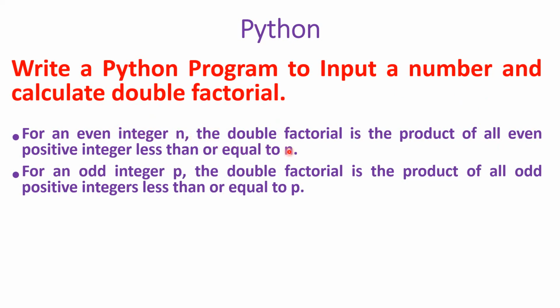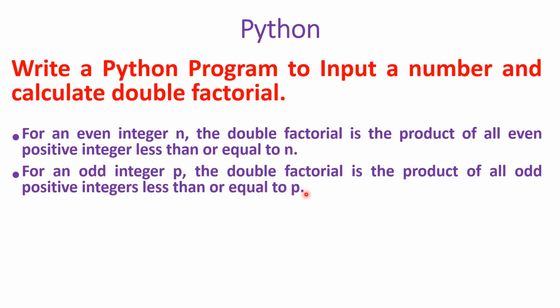For an even integer, the double factorial is the product of all even positive integers less than or equal to n. For example, if you give 8, the double factorial of 8 is 8 multiplied with 6 multiplied with 4 multiplied with 2. Likewise, for an odd integer, the double factorial is the product of all odd positive integers less than or equal to n.